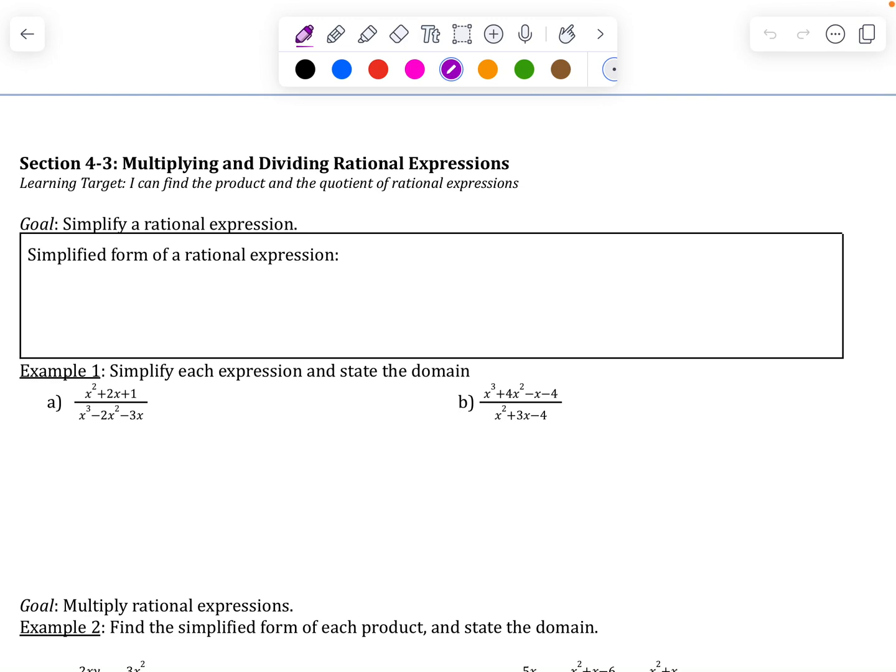We're going to be looking at multiplying and dividing rational expressions. The first thing is we have to figure out what is a simplified rational expression before we can even get into the multiplication and division part of this. The simplified form of a rational expression is when the numerator and denominator cannot be simplified further and have a common factor of 1.